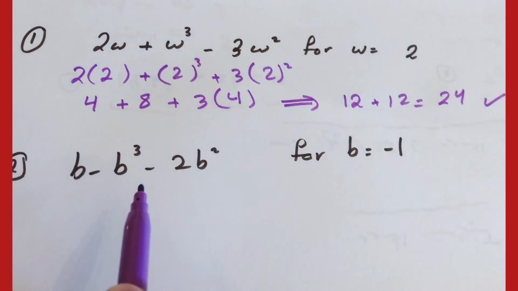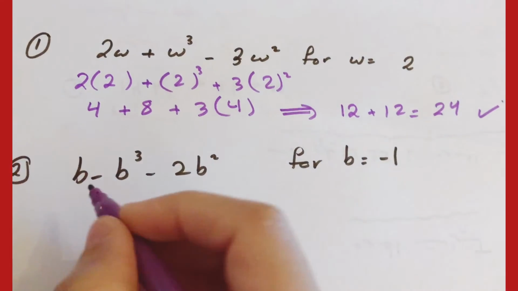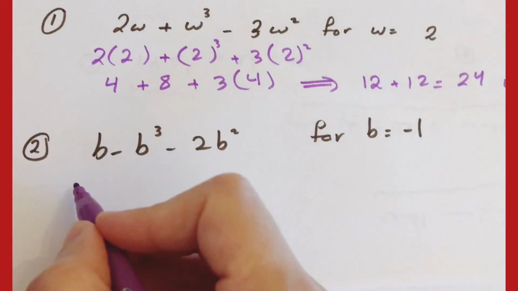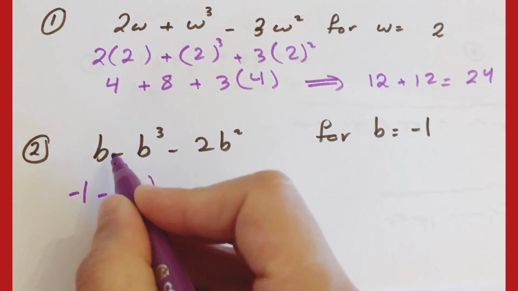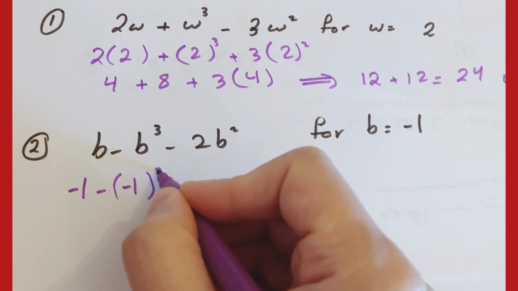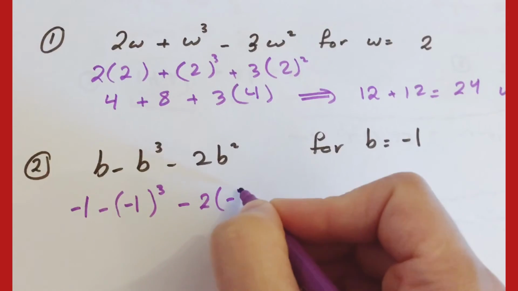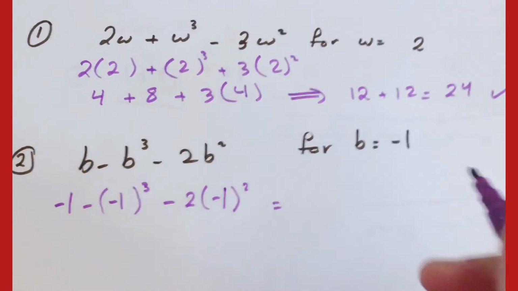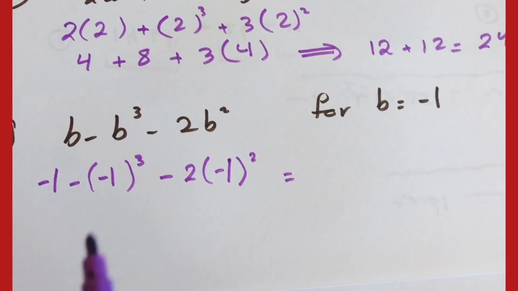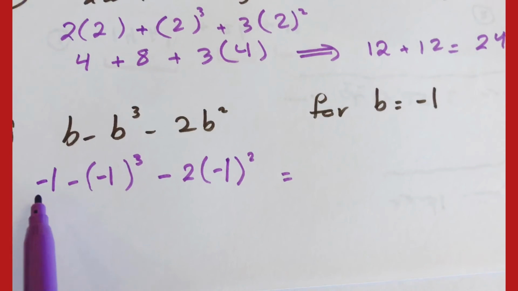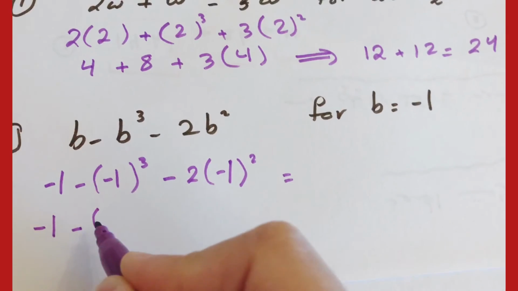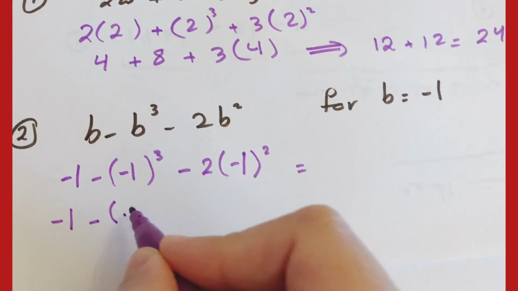b minus b cubed minus 2b squared for b equals -1. I will substitute here. We have negatives, so be careful. -1 minus, I open the bracket. This minus is different from the negative that I put for the b. -1 to the power of 3 minus 2 times -1 squared equals. Now be careful and take it slowly, don't do it quickly. -1 minus -1 to the power 3 is -1.